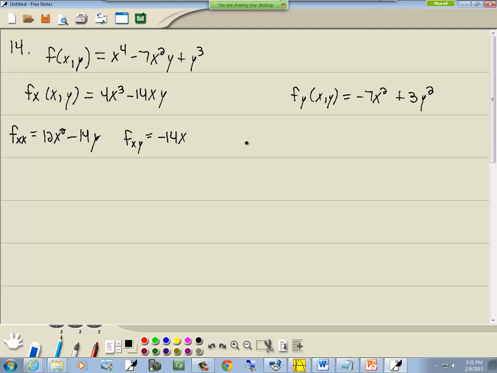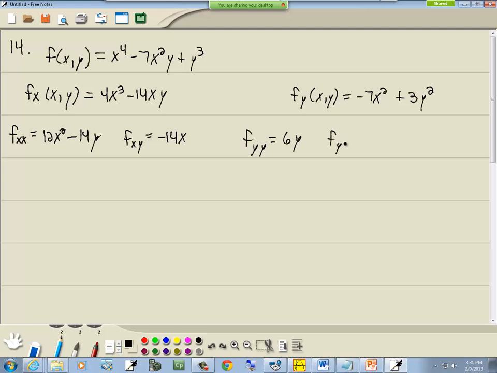Okay, let's go over here to the partial with respect to y. Well, we can take that with respect to y. So if I continue here, negative 7x squared, that drops away. There is no y there, is there? And then the derivative of 3y squared gives us 6y.